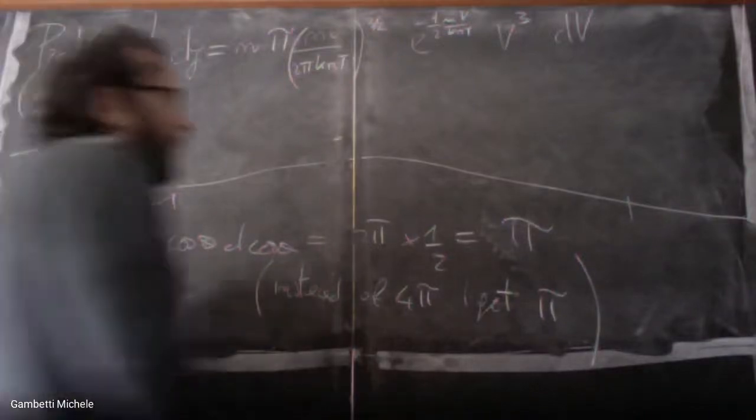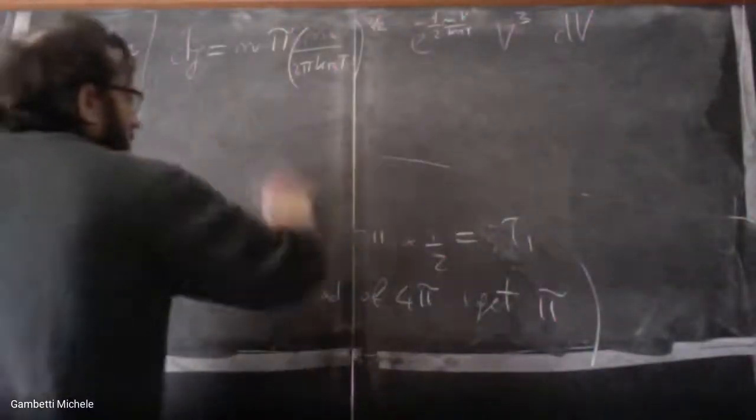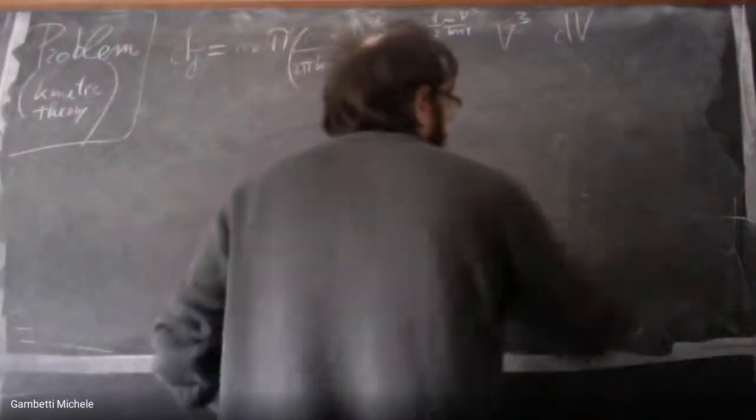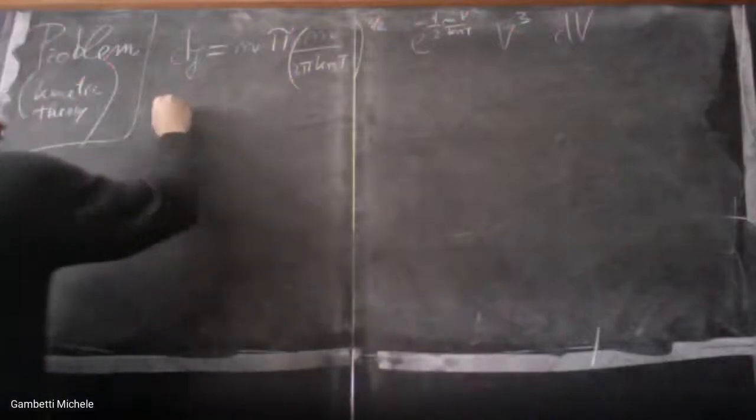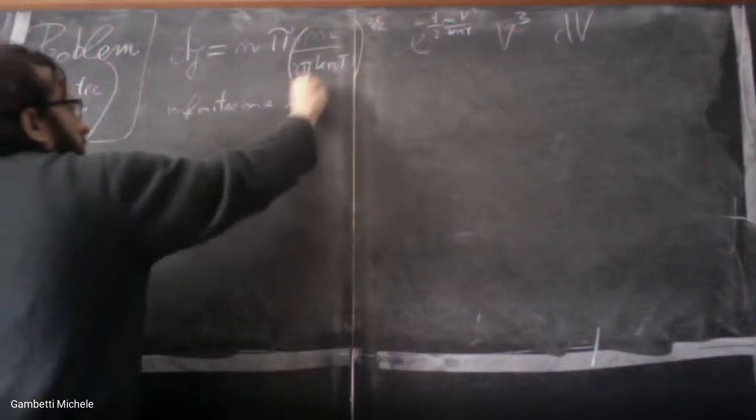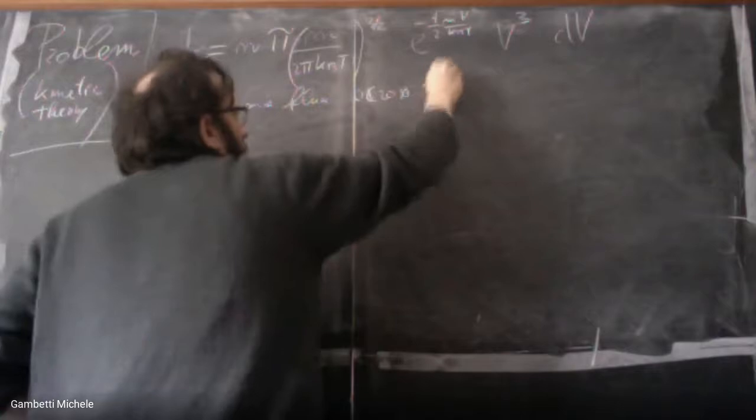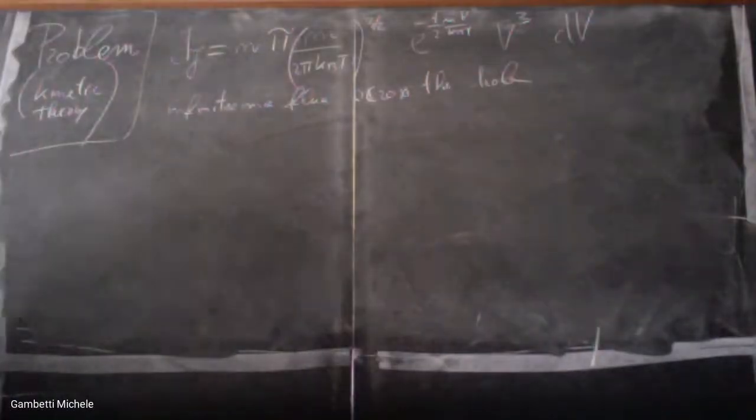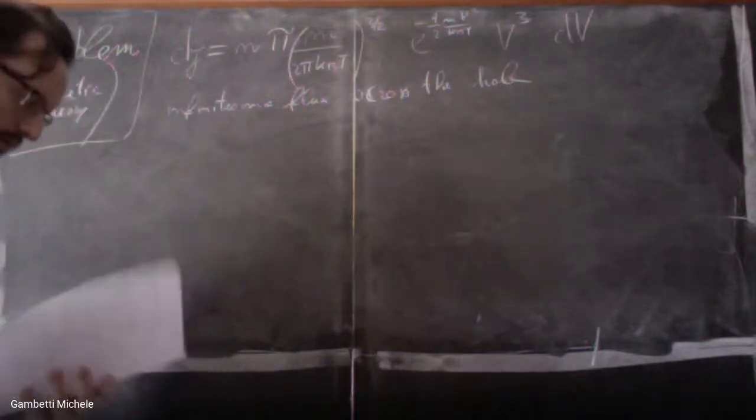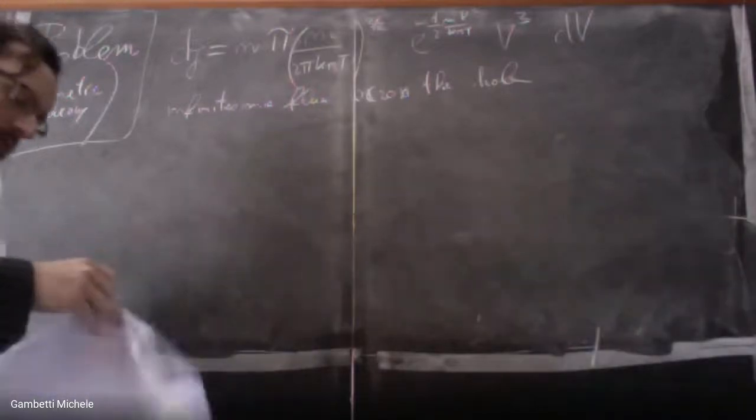Okay. So now this represents the infinitesimal flux, infinitesimal with respect to the modulus of the velocity. So this is the infinitesimal flux across the hole. Okay. This should be correct.